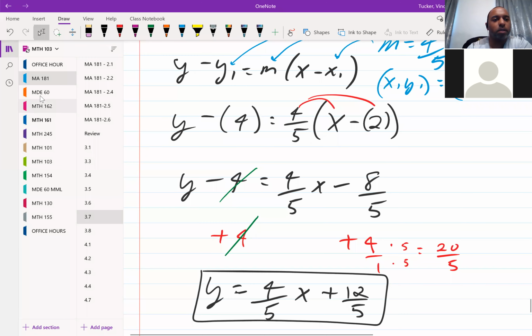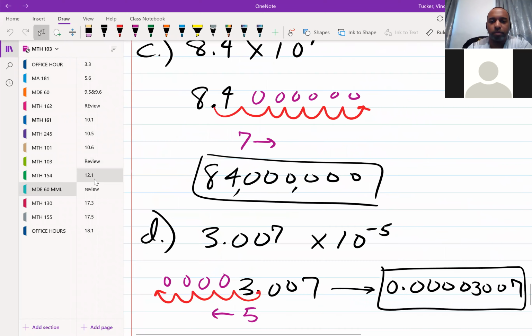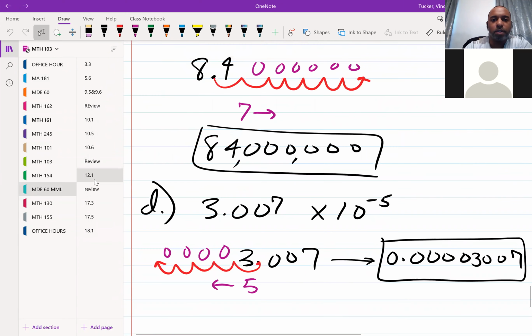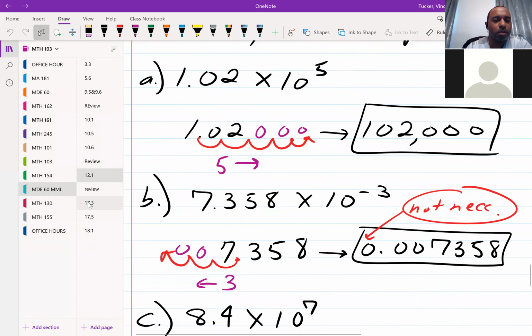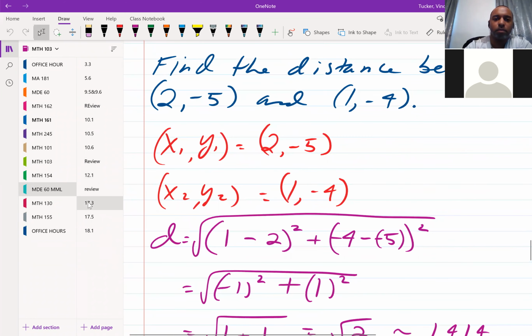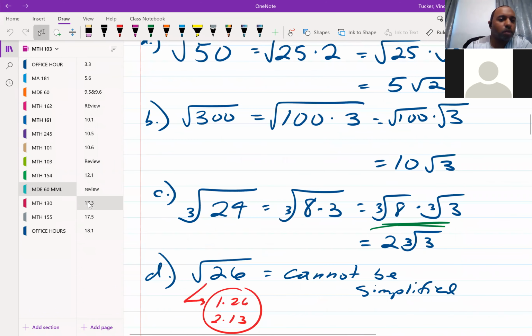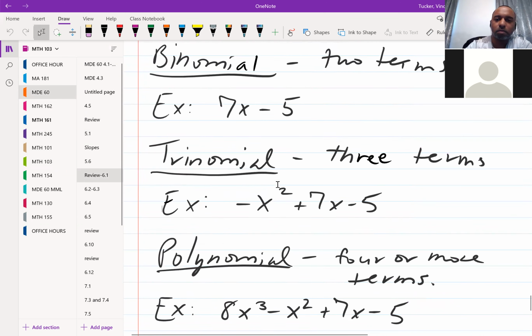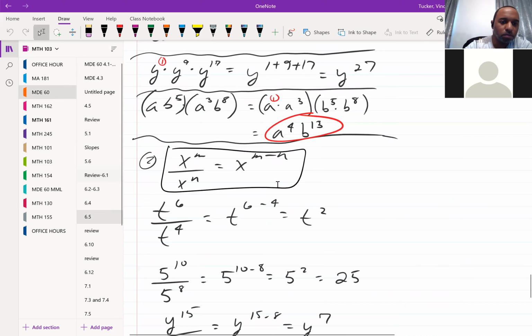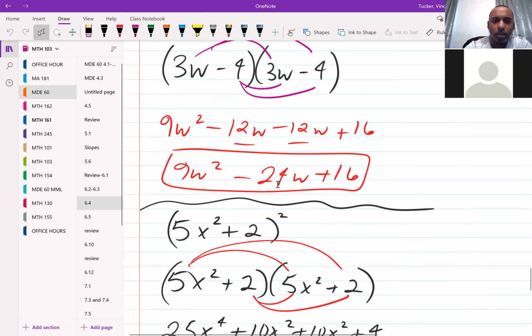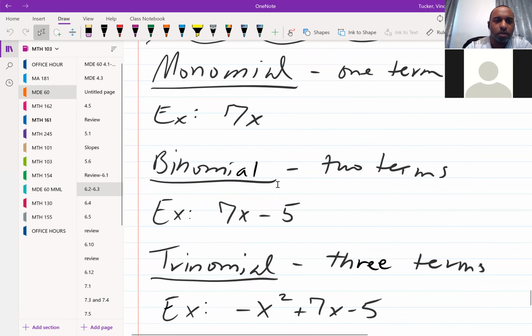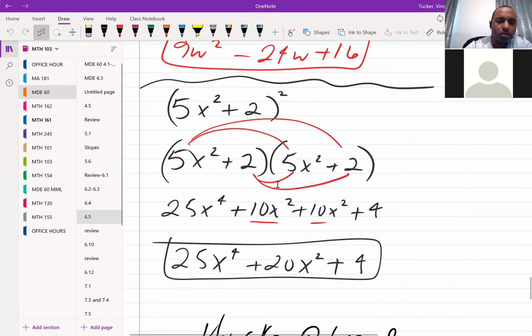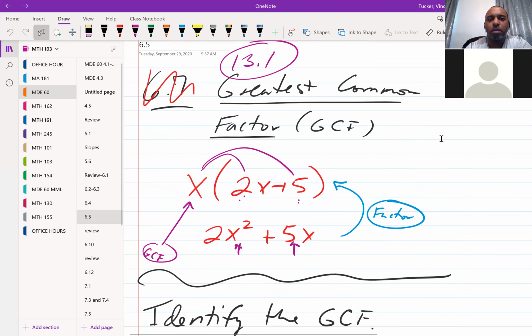All right. So let's see. Where are we in our notes? Last class, I believe we did scientific notation. We should be looking at factoring today. 13.1 greatest common factor.